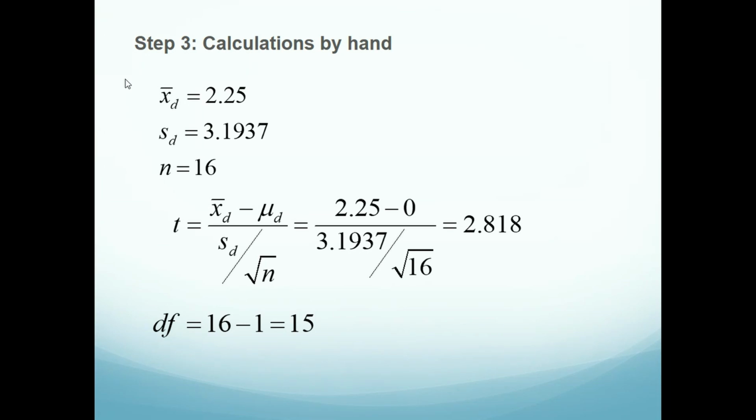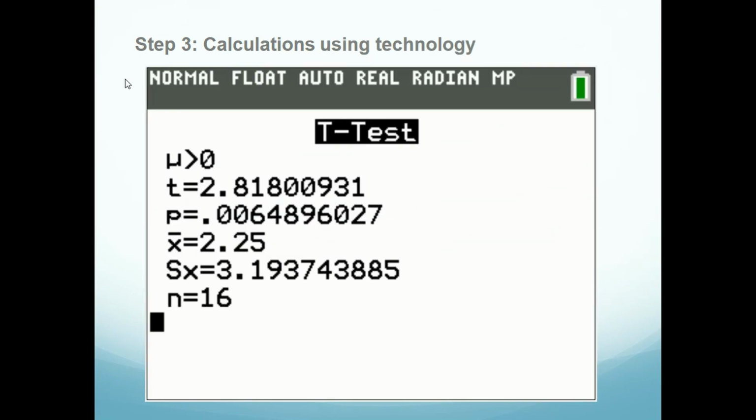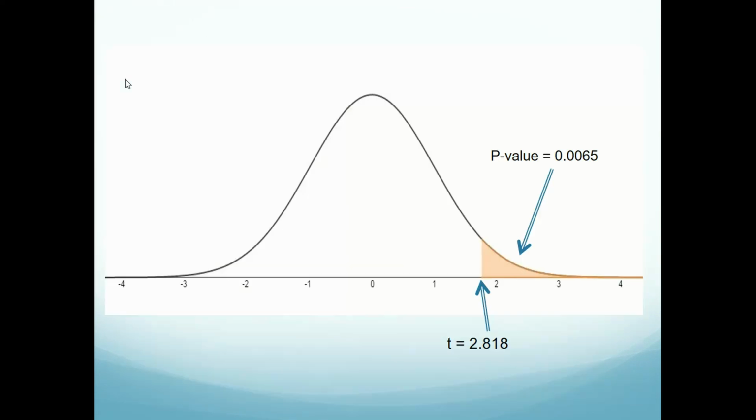We can take this data and go to the t-table and look up our p-value. By calculator, we can just run a t-test. This is not a two-sample t-test since we're only running it on the differences. If we plug in our data into the t-test, we find out the same t, 2.818, and a p-value of 0.006. Here is a graph of our test, just showing you a visual of what we calculated. We found that our test statistic was 2.818, and the area to the right of that is the 0.0065.